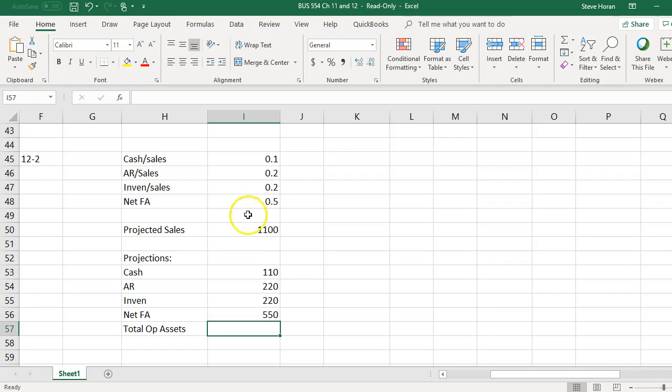And then total operating assets is simply the sum of these right here. Operating assets includes the total fixed assets. So let's sum all those up, and we get 1,100. So really easy. We're just basically saying these ratios will hold true for the next year. If sales go up by 10%, these numbers basically all go up by 10%.